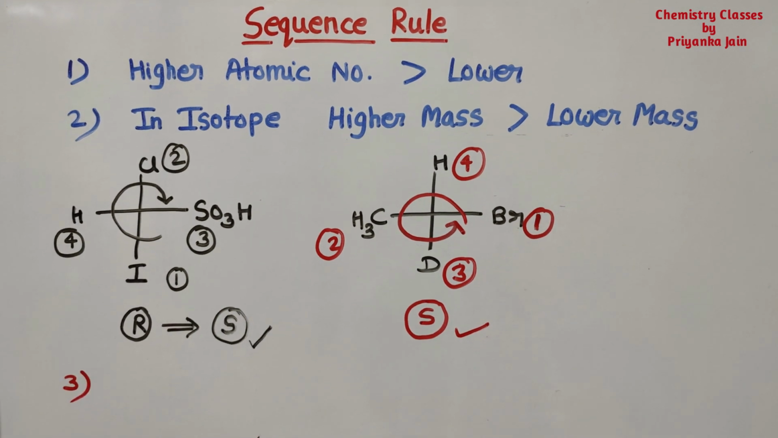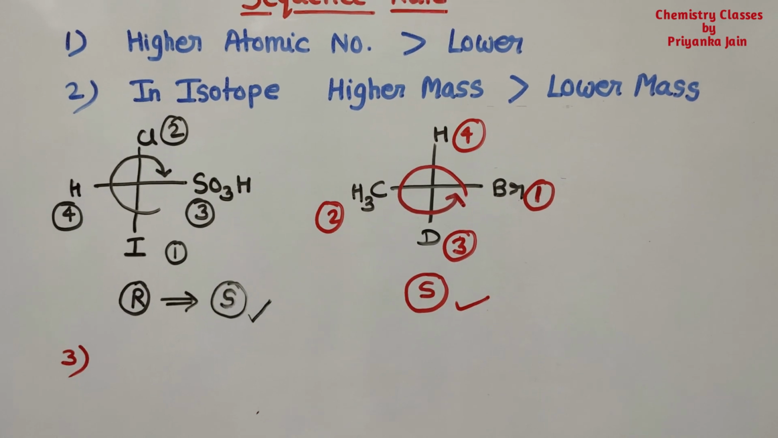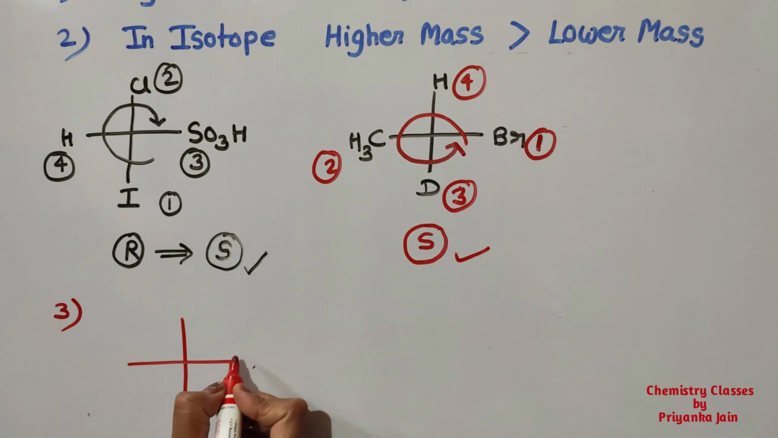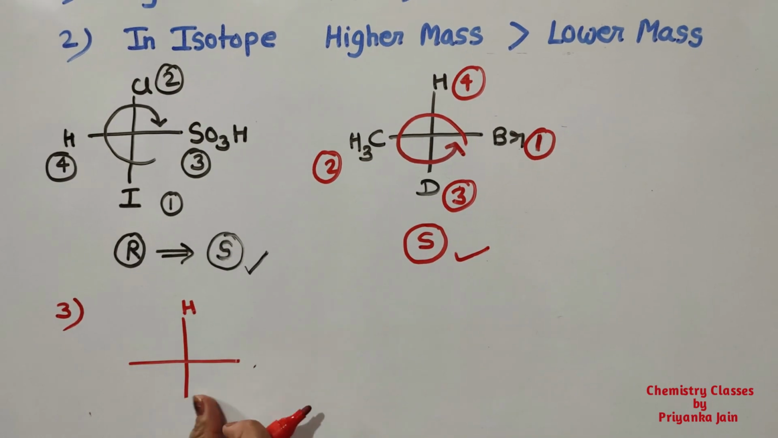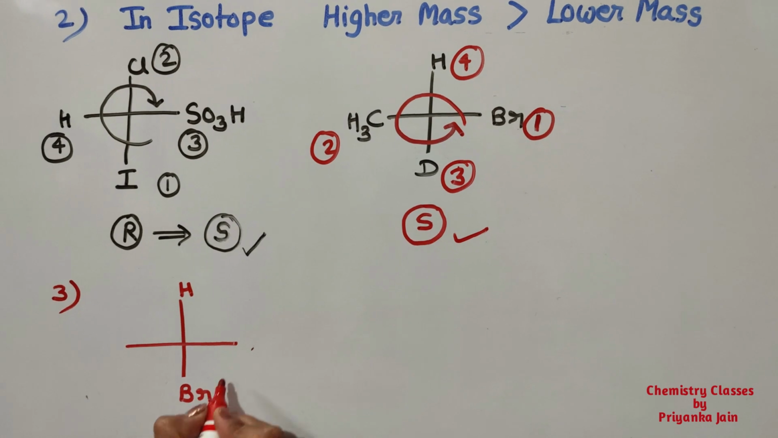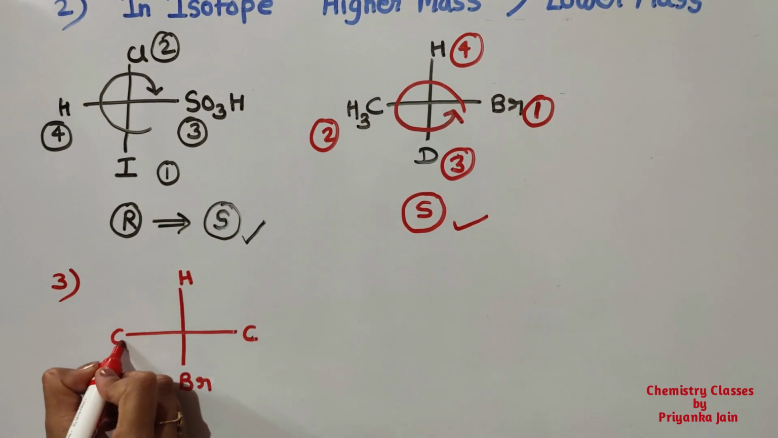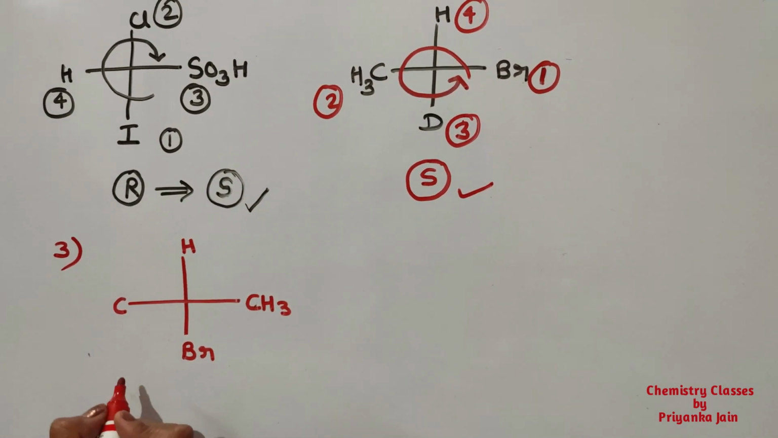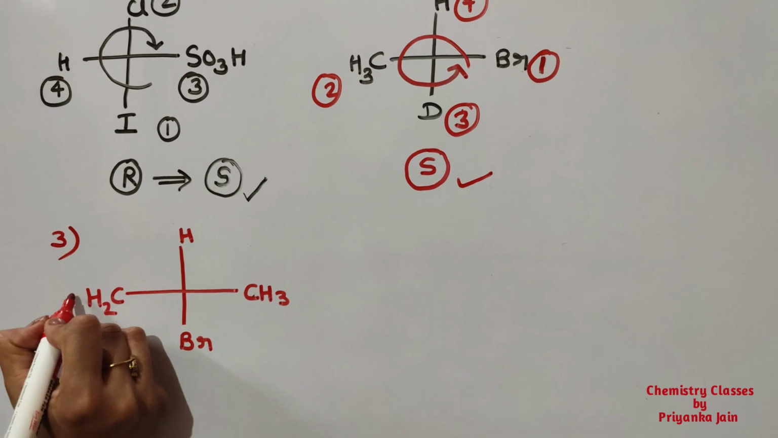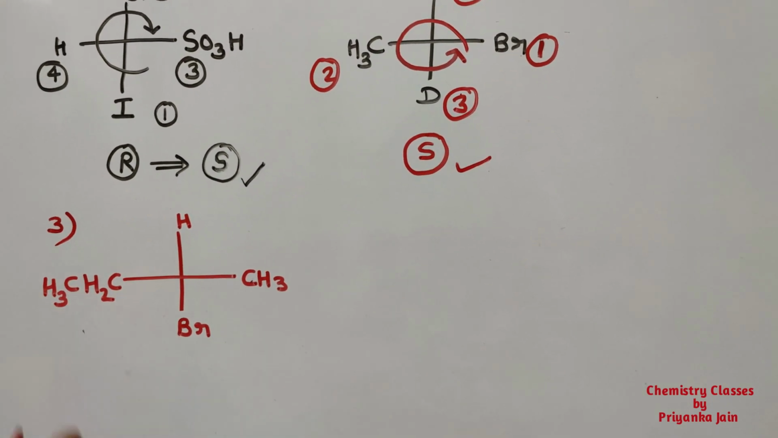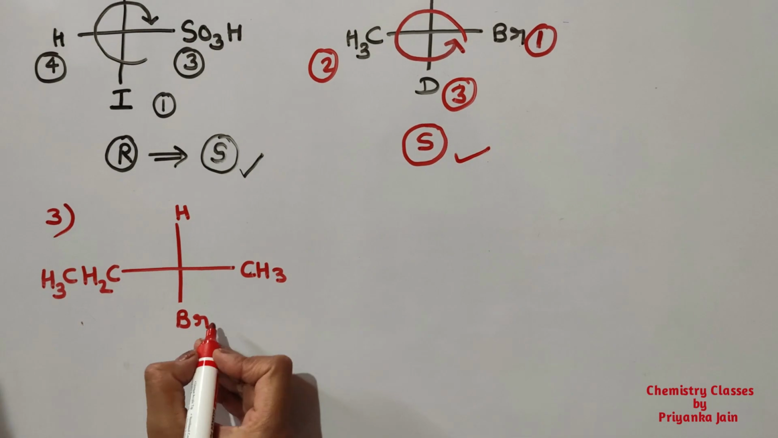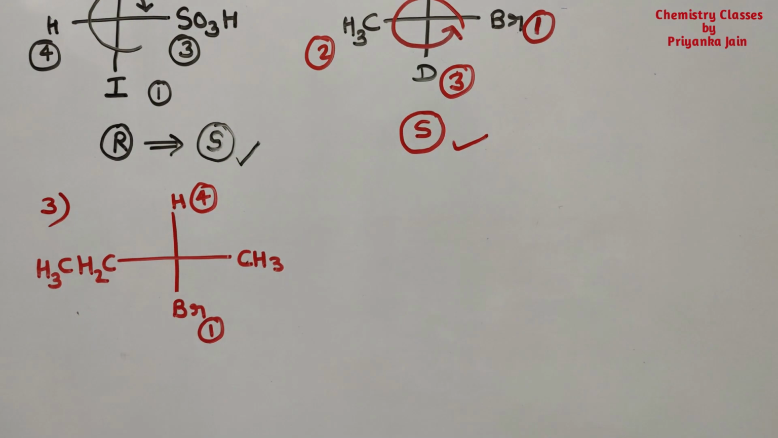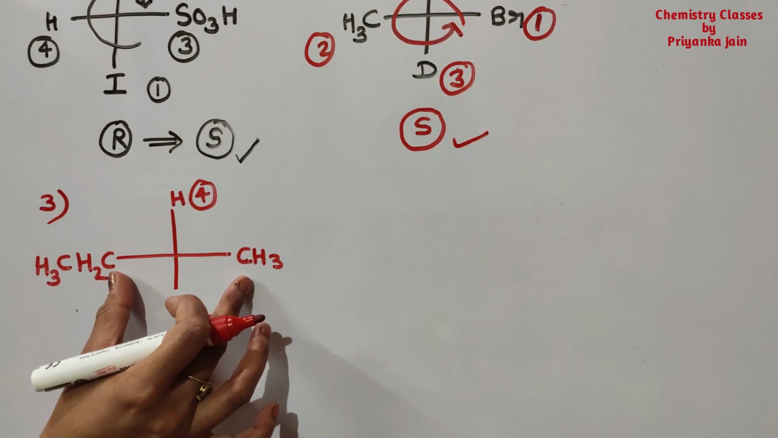See here, if two carbon atoms or two same atoms are present, suppose we are taking this one, this is hydrogen, here is the bromine, now here is one carbon and this is the another carbon attached to it, okay. This is the CH3 group and this is CH2 CH3 group. Now you can see, this is the first priority group, this is clear, and this is the fourth priority group, this is clear. Now there is a confusion between these two carbon atoms.